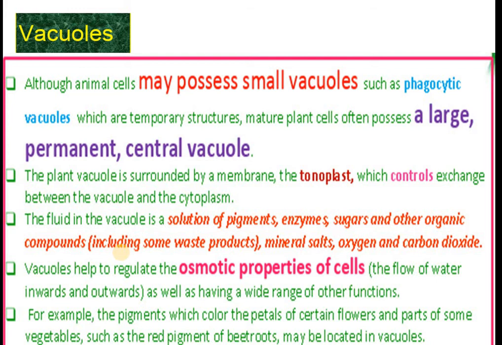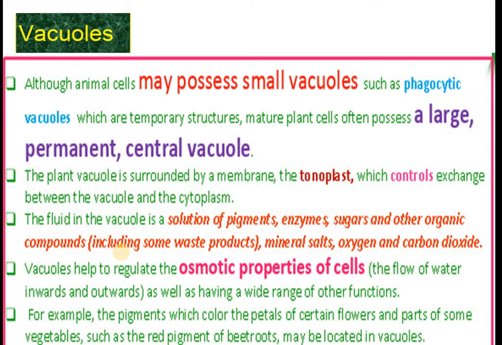Again, when we read the detail about vacuoles, we will get to know about these vesicles or vacuoles that are formed. Vacuoles help to regulate the osmotic properties of the cell. This is about the plant cell. As I just told you, the tonoplast is partially permeable, so it controls the flow of water inwards and outwards, the movement of water in and out of the cell.